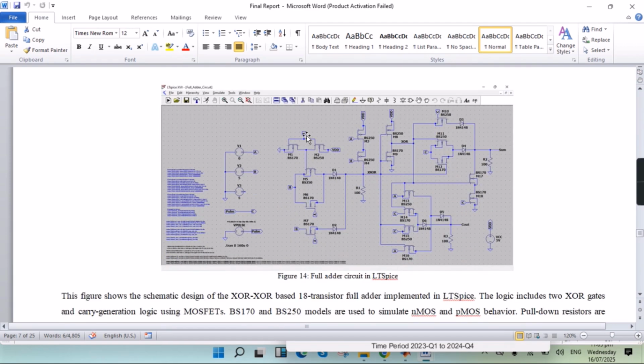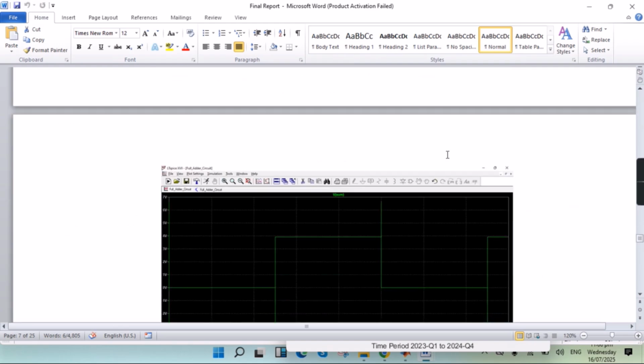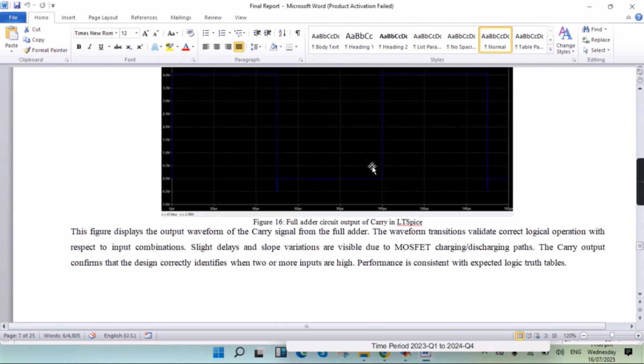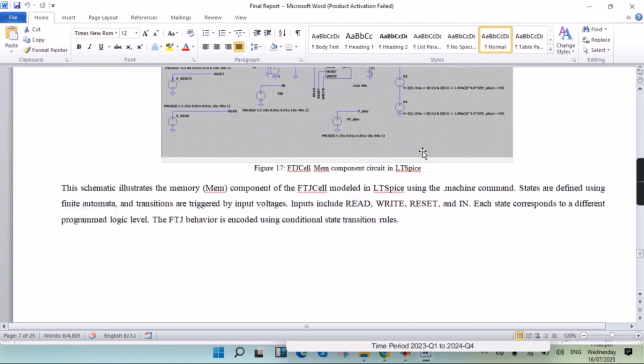Okay, yes, this is the final full adder circuit for LTspice, in which we have added some carry. This is a carry output. Okay, using the XOR-XOR, two XOR-XOR connected in series to present the sum and carry. Yes, this one is the output graph of sum. This is the output graph of carry in the LTspice model.